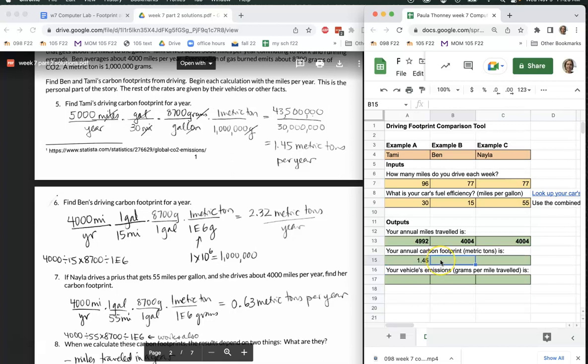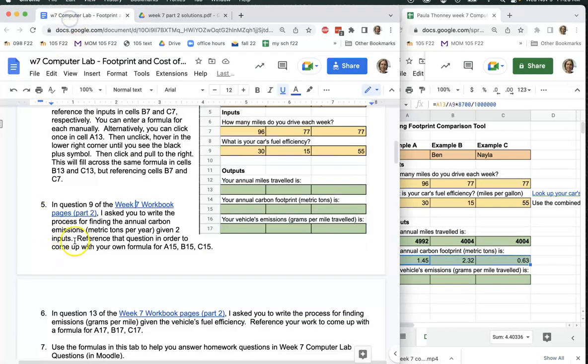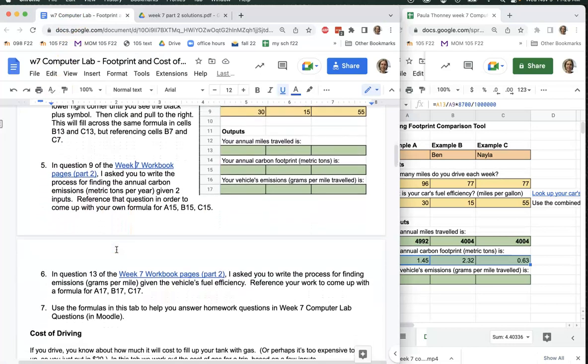Okay, so here I can just repeat the process, or I can click here and hover in the corner until I get this plus, and then pull it over. And we can see that these are the same values that we got earlier. So even though the miles per year were a tiny bit off, it wasn't enough to change the annual carbon footprint. It was just 4,004 compared to 4,000. So that takes care of step 5.